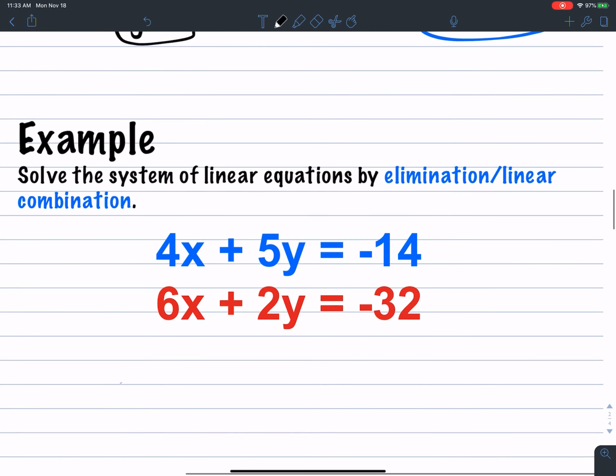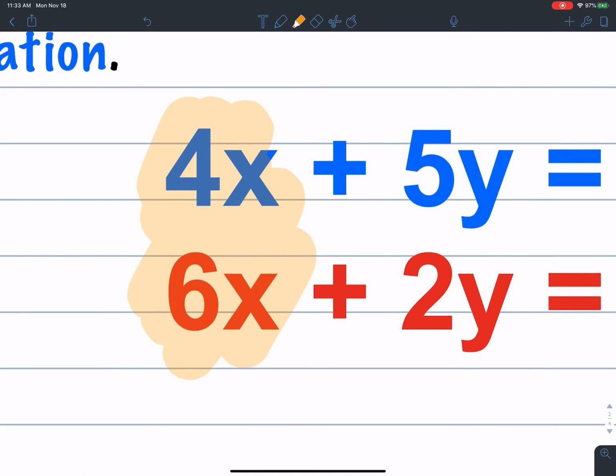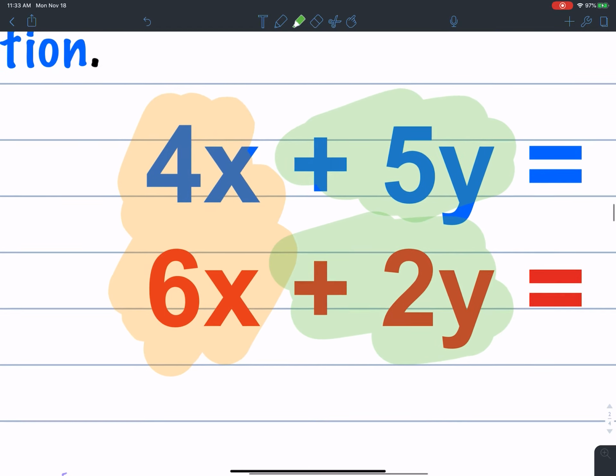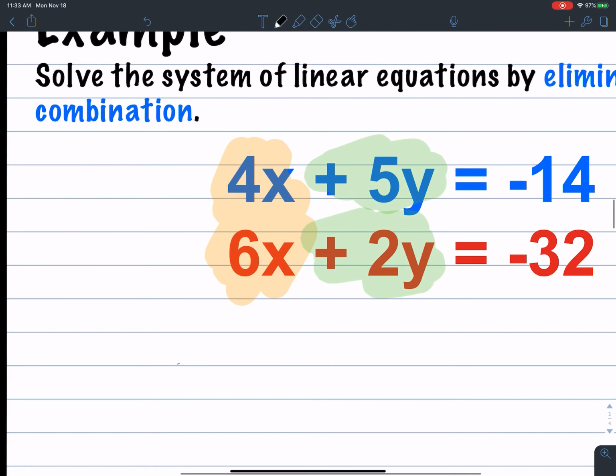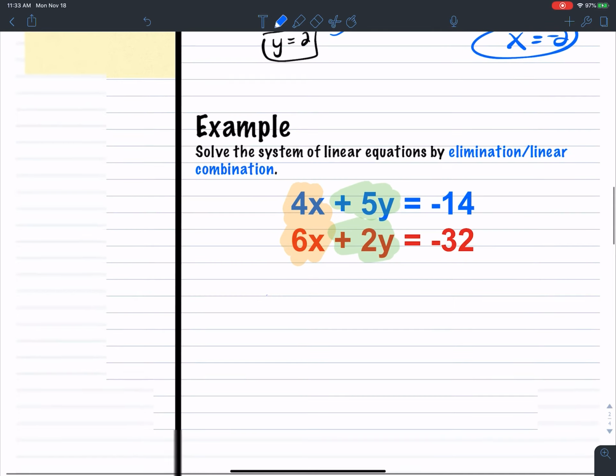Again, here, if I looked at the x's, they're not the same or opposite. But if I multiply 4 by something, there's nothing that gives me a 6, and there's nothing that I could easily multiply 6 by to give me a 4. The same thing happens with the y's. Just multiplying one of these equations, I can't get the x's to have the same or opposite coefficients. So here we might need to multiply both of the equations.